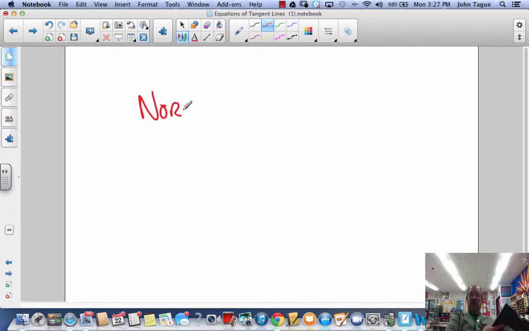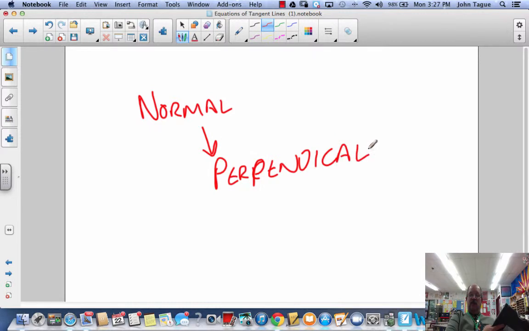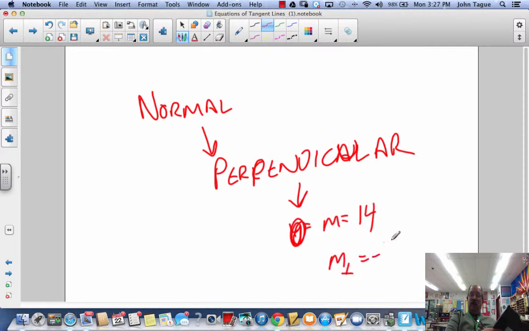Okay, normal means perpendicular. It's just a little fancy extra math word for perpendicular. It says perpendicular. So if I go back to that one where we found the slope was 14, the slope of the normal line would be negative 1/14. So if we're looking for slopes of tangent lines and normal lines, it's just perpendicular and tangent. So that's the only extra piece that I will quickly throw in there. And then I shall be done.